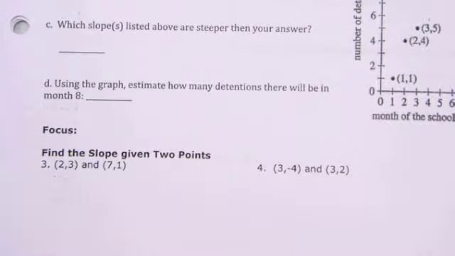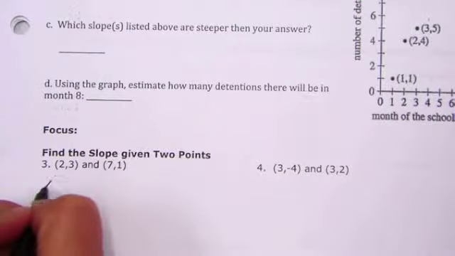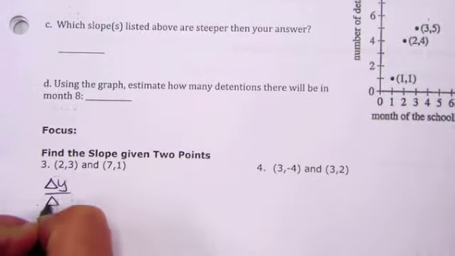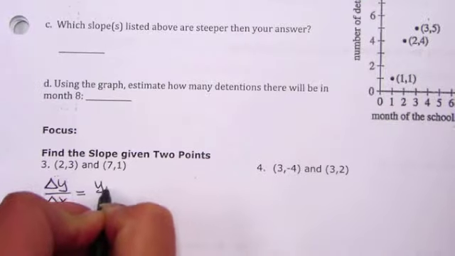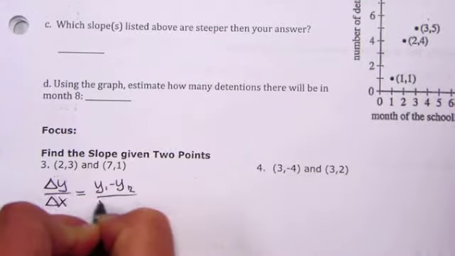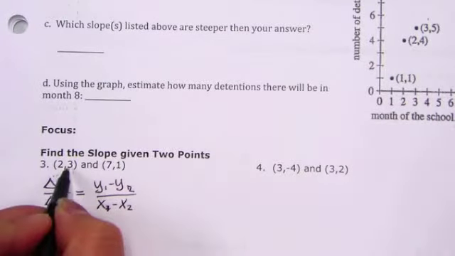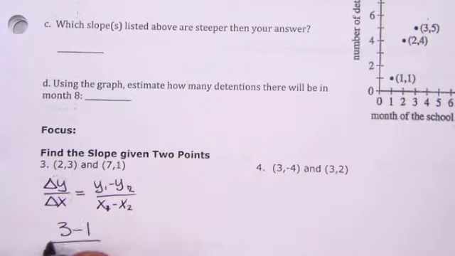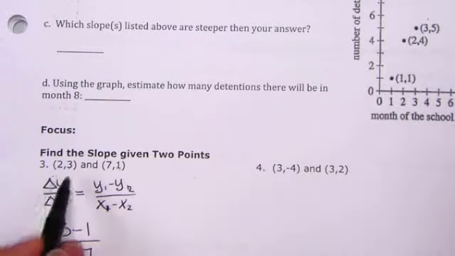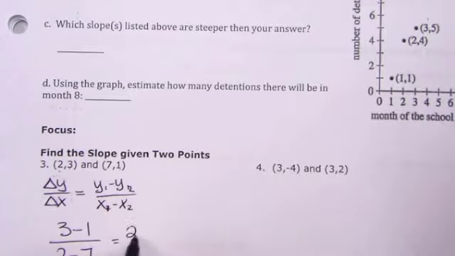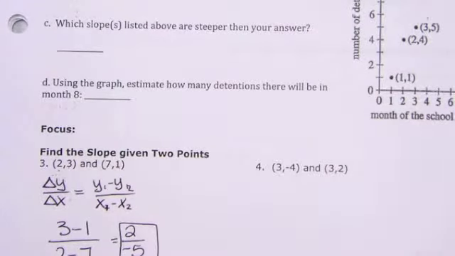The first part of our focus is finding the slope given 2 points. Remember, this is done by the change in y over the change in x, or the difference of your y values over the difference of your x values. So I'm going to take the difference of my y values, 3 minus 1, and then over the difference of my x values, 2 minus 7, and I have 2 over negative 5. That means my slope is negative 2/5.